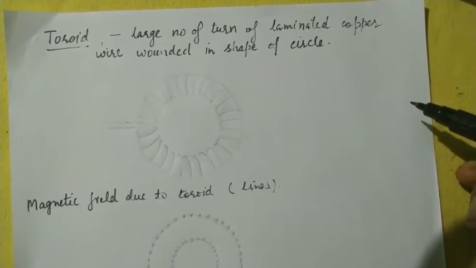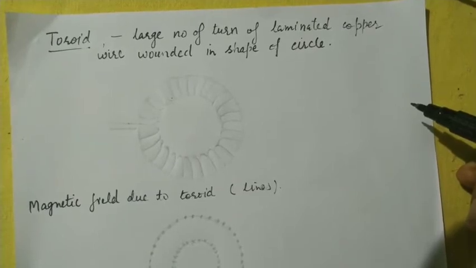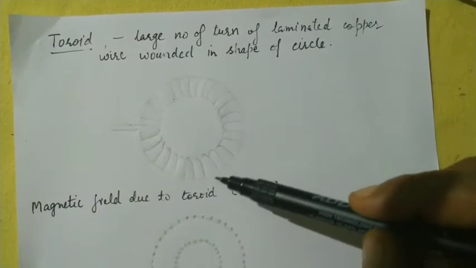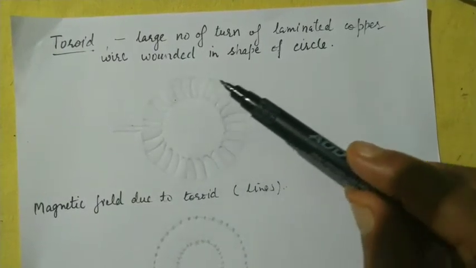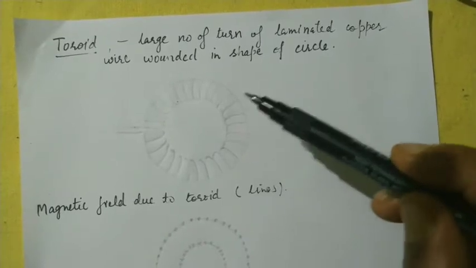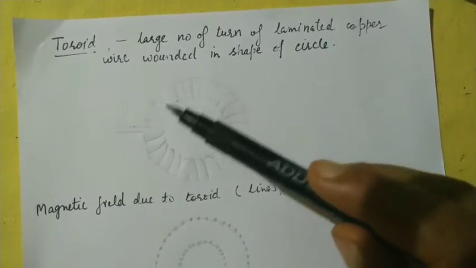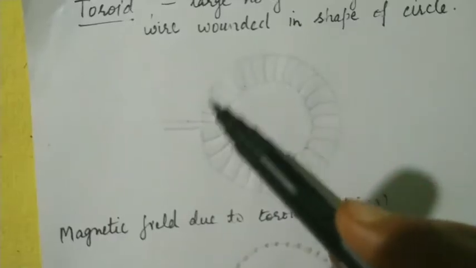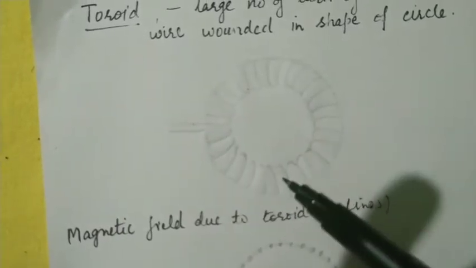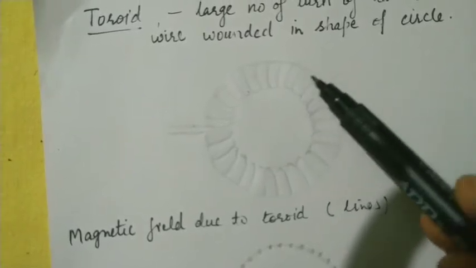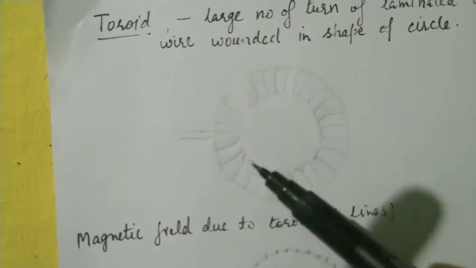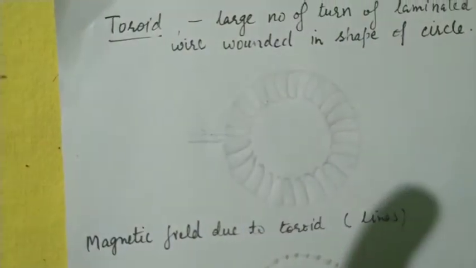A toroid is a large number of turns of a laminated copper wire wound in the shape of a circle. Like this one, if you have any cylindrical object which is bent to form a circle, and over which a large number of laminated copper wires are wound, it becomes a toroid. This is known as a toroid.